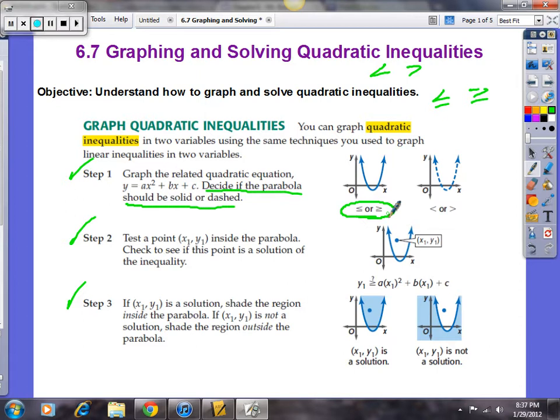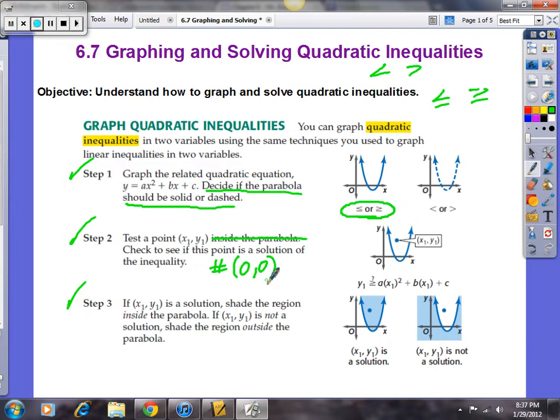Step number 2, just test a point. Let's cross off this inside the parabola. You can test a point anywhere. So you choose a point of your choice. Our number 1 point is going to be the origin, 0, 0, because zeros are super easy to work with.